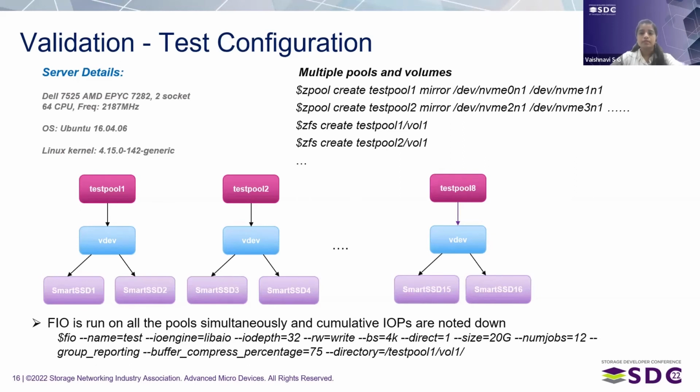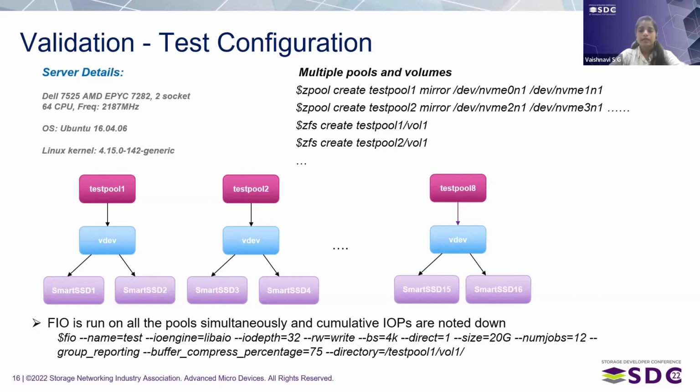We have shown 2 disks per volume here, but we can have multiple disks to have more protection. In our test setup, we used Dell 7525 AMD server, which is dual socket with 64 CPUs, and we have used Ubuntu 16.04 OS with 4.15 Linux kernel. And for the underlying storage and acceleration, we have used SmartSSDs. After creating the pools and volumes, ZFS gives us an option of setting record size and selecting compression algorithm. We have used the default 128 KB block size or record size and level 1 GZIP compression.